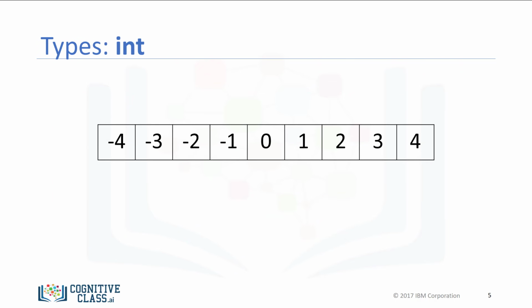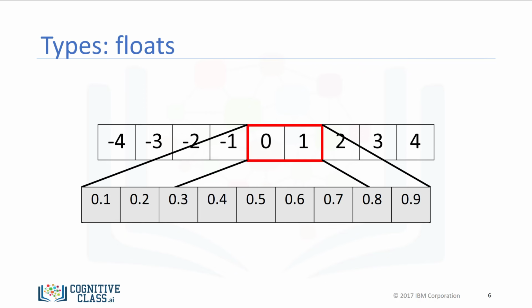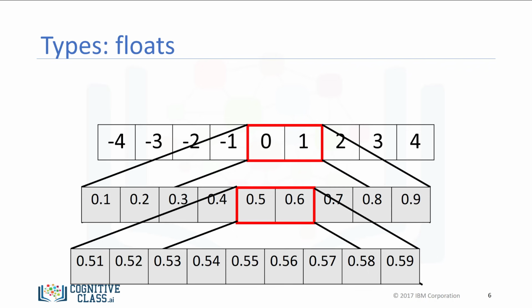Here are some integers. Integers can be negative or positive. It should be noted that there is a finite range of integers, but it is quite large. Floats are real numbers. They include the integers but also numbers in between the integers. Consider the numbers between 0 and 1. We can select numbers in between them. These numbers are floats. Similarly, consider the numbers between 0.5 and 0.6. We can select numbers in between them. These are floats as well. We can continue the process, zooming in for different numbers. Of course, there is a limit, but it is quite small.